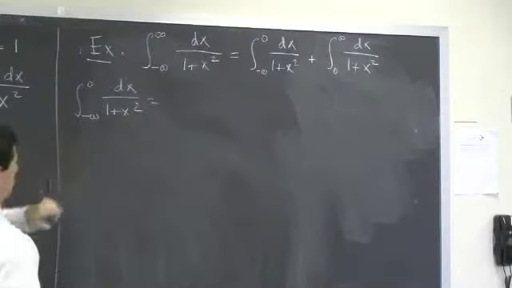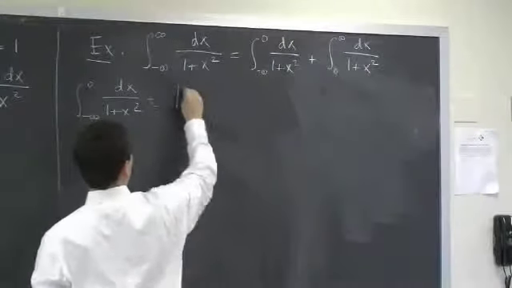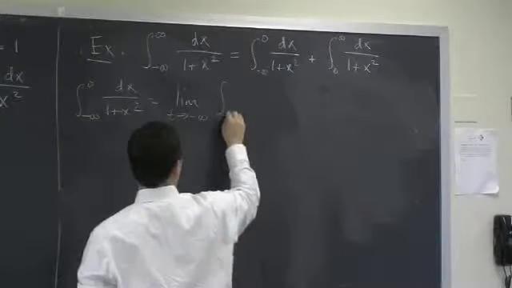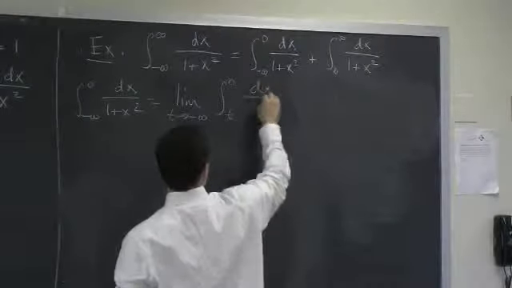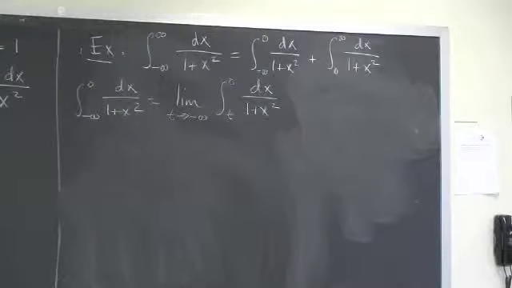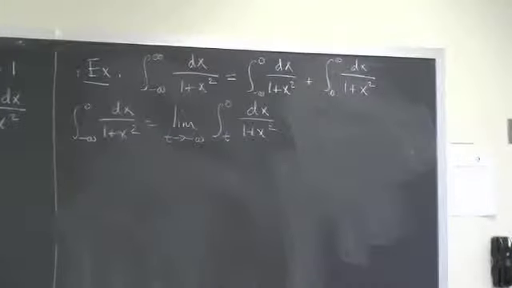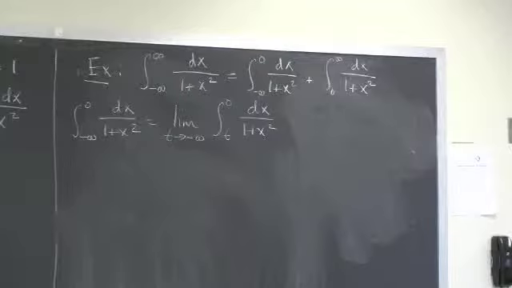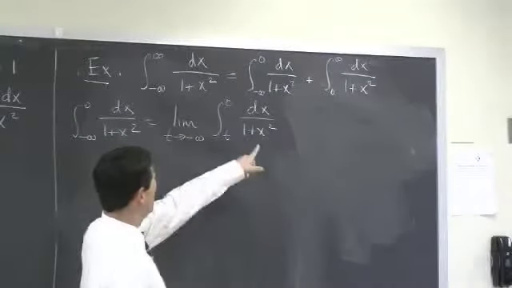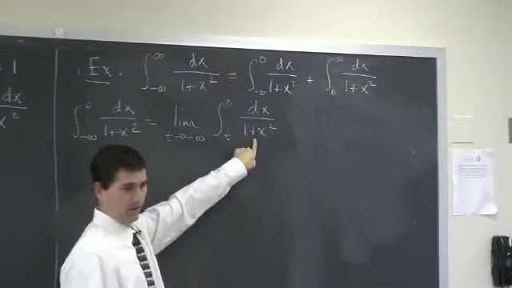This equals, well, by definition, this is the limit as t goes to minus infinity of the integral from t to 0 dx over 1 plus x squared. Agreed? Okay. So let's see here. We need an antiderivative for 1 over 1 plus x squared.